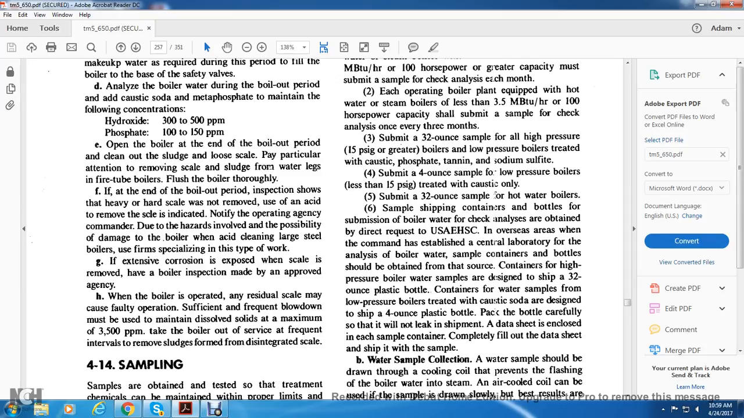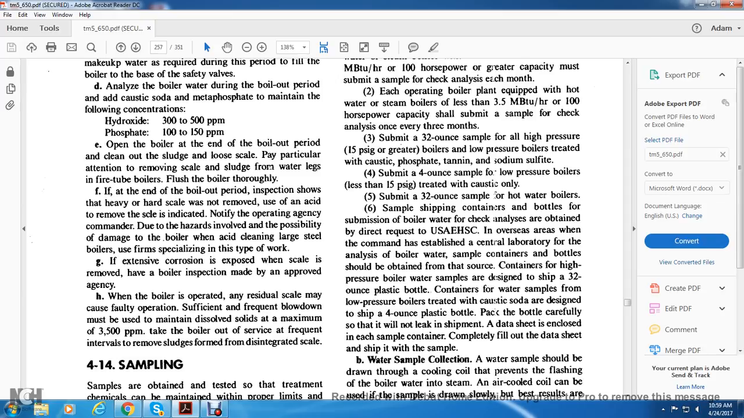The container for the bottles should be obtained from the source. Containers for the high pressure boiler water sample are designed to ship in the 32-ounce plastic bottle. Containers of the water sample from the lower pressure boilers treated with caustic soda are designed and shipped in the 4-ounce plastic bottle.